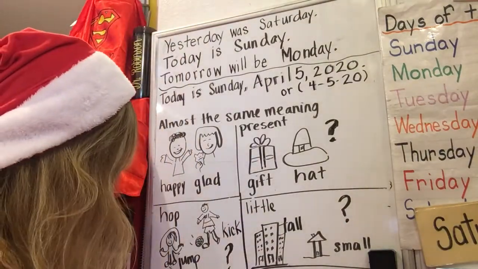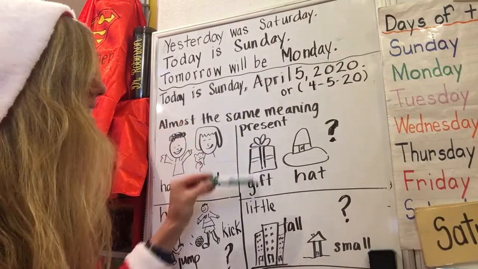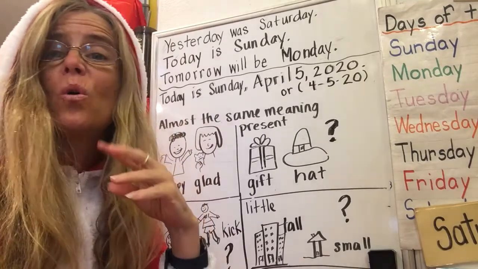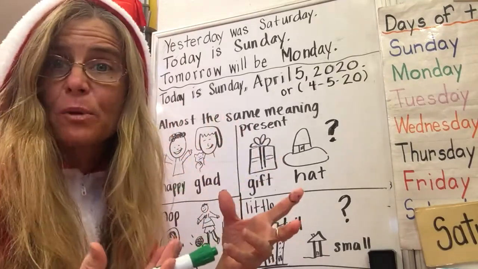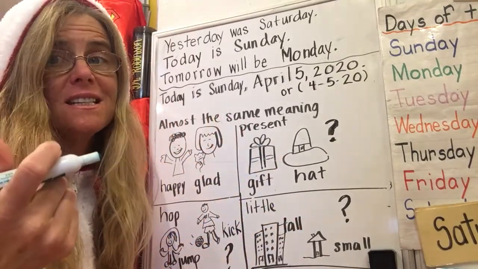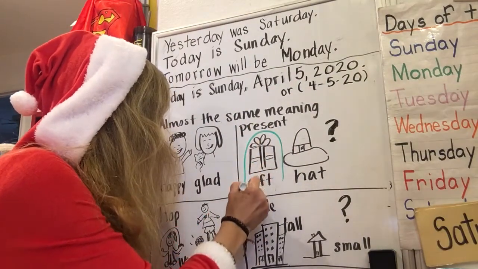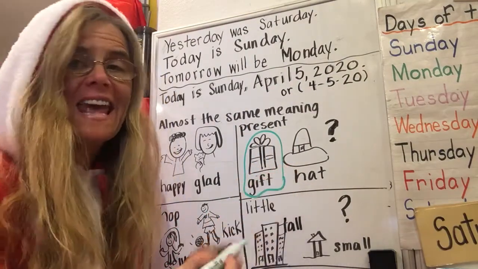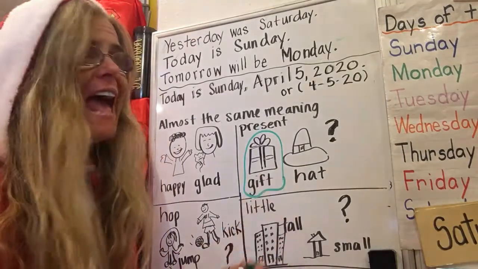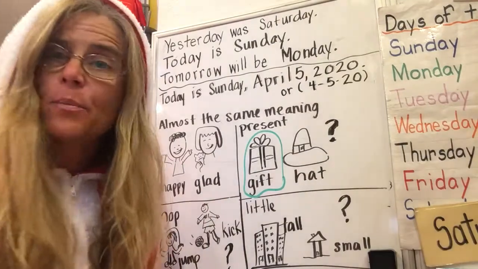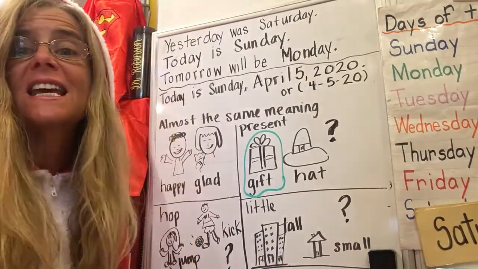In this context, the word that best describes or replicates present is, ding, ding, ding, you guessed it, a gift. You might get a hat as a present, but every hat isn't a present. But every gift is a present, and every present is a gift.